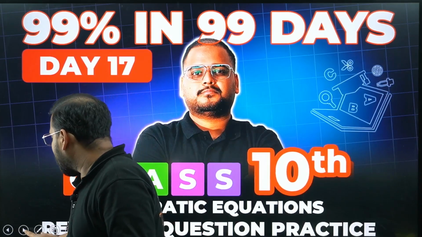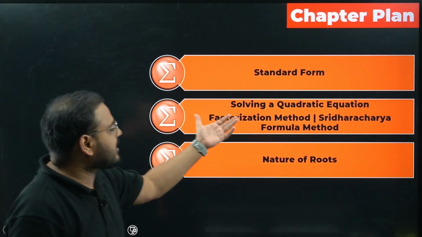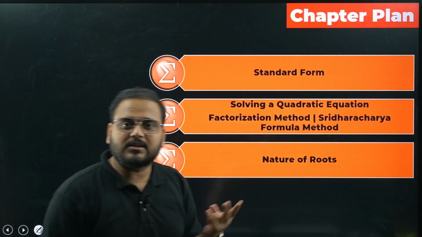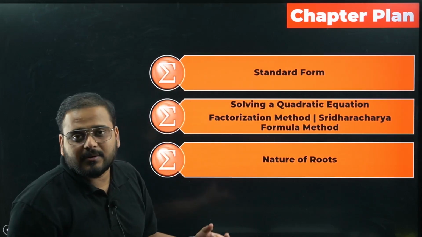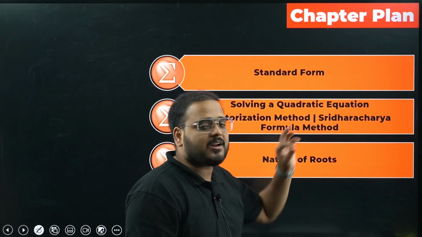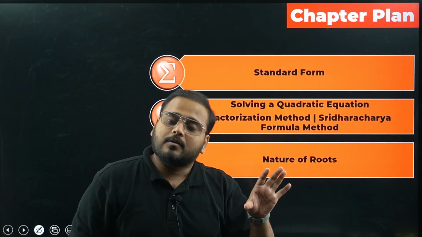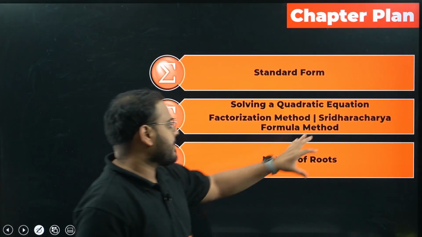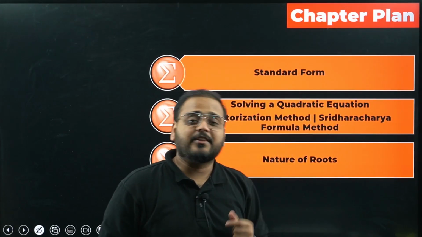Coming up first, I already discussed with you the chapter plan, right? How the chapter is structured. So standard form was the first thing. Second was solving of a quadratic equation based upon two methods. Factorization method, where we use both identities and split the middle term. And the Sridhar formula method that we use to find the quadratic equation solutions where we cannot factorize that easily. So that method becomes very helpful for us. And the last but not the least, nature of roots questions.